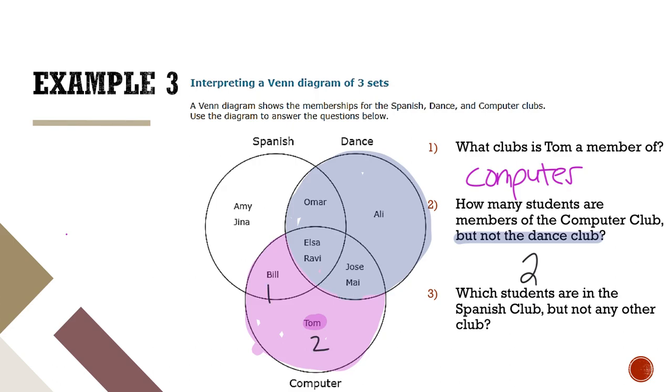Now, which students are in the Spanish club, but not any other club? So again, we don't want anything else. So if we think about this, the Spanish club is that whole circle, but we only want the stuff that's not attached to the other circles, which is just this part here. So again, this would be 2 people as well.